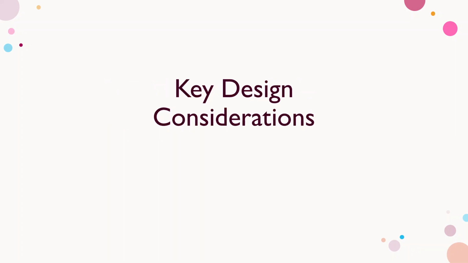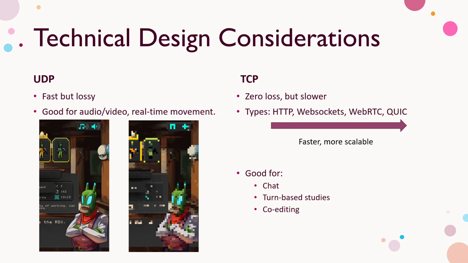Okay, now let's talk about design considerations. What should you be thinking about? How should you be thinking about the different pieces of your study and what goes in what order? The first thing to talk about is a basic binary decision that you'll have to make, and that's about how you'll send information to people.